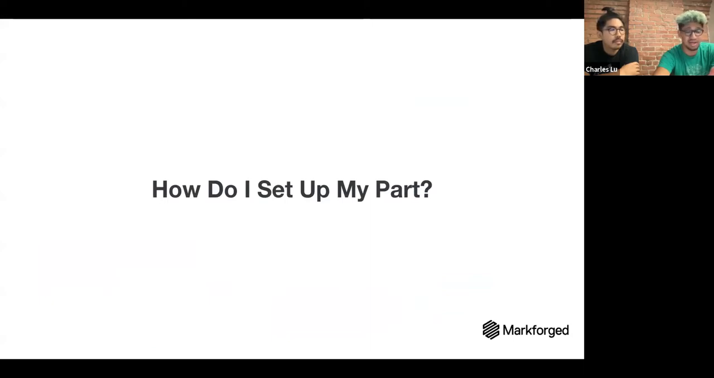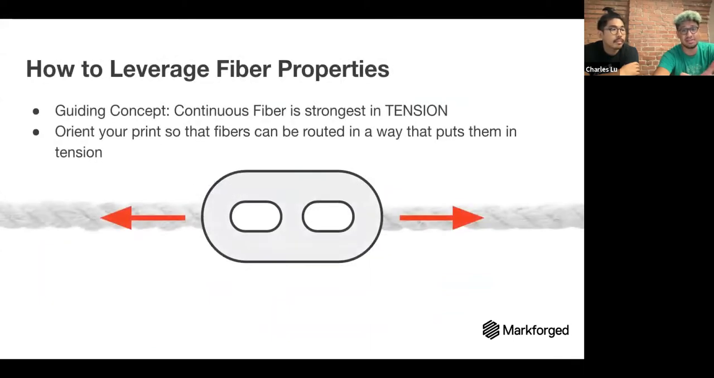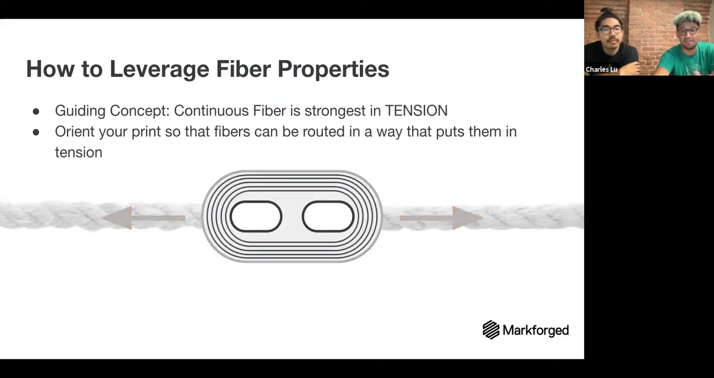The big thing with setting up a part is to leverage the fiber properties. And the guiding concept here is that continuous fiber is strongest in tension. So whatever you can do to orient your part so that fiber is in tension, that is the way to go. You want to optimize for having the most fiber in tension, given the loads you're experiencing. And despite your part maybe experiencing compressive loads, that doesn't mean your fiber isn't going to feel tension, because what you feel at a macro level on your part is different from what the fibers are going to experience.